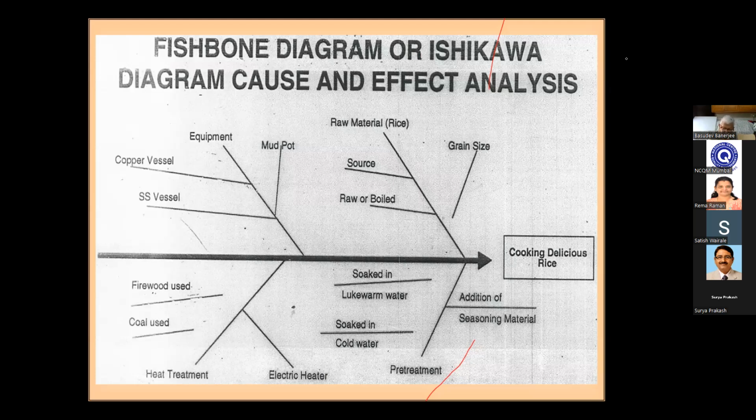No, the total has to be 100, no? Total 100. Now these four factors, you give me. Say it: 50% raw material, 30% pre-treatment, 15% heat treatment, 5% equipment. Okay.